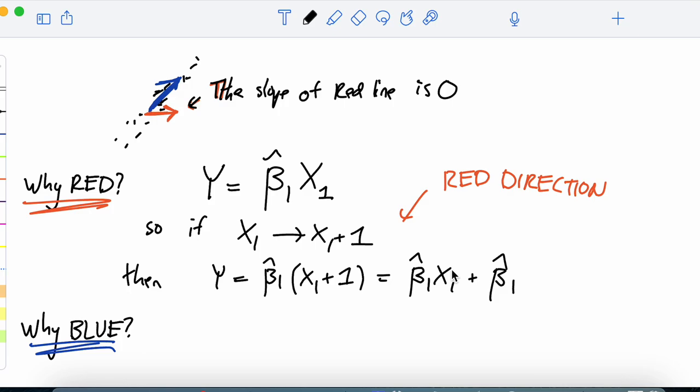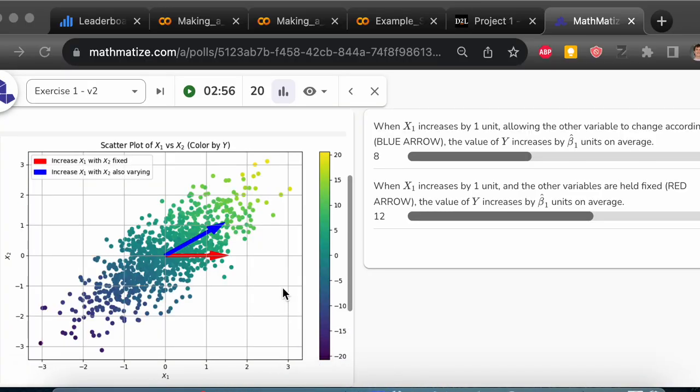It's true, it's got something to do with correlation. If they were not correlated, then the red and the blue would be in the exact same direction, and then both answers would be right. But because they are correlated, why is that causing this issue?